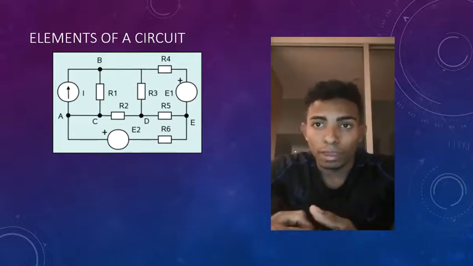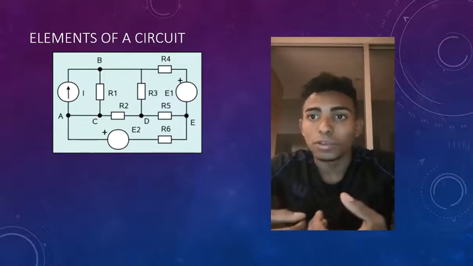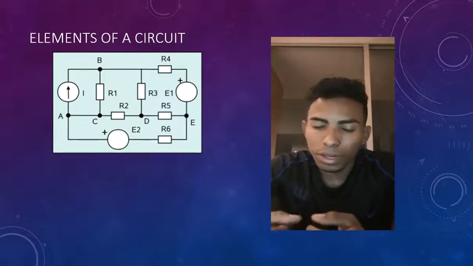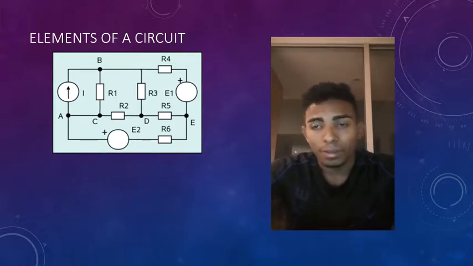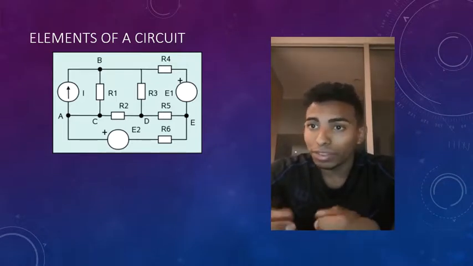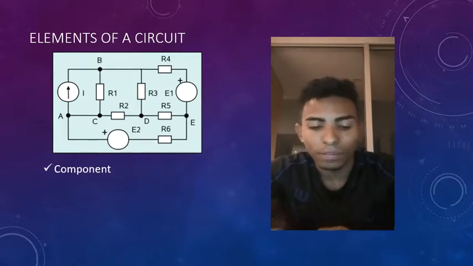Elements of a circuit. One, component: a device with two or more terminals into which a charge can flow internally. Figure 1 shows nine components: one resistor and sources.